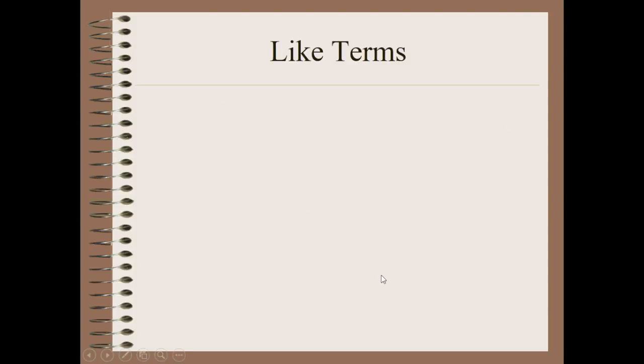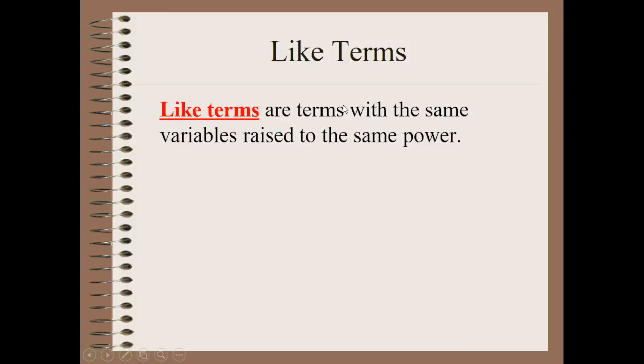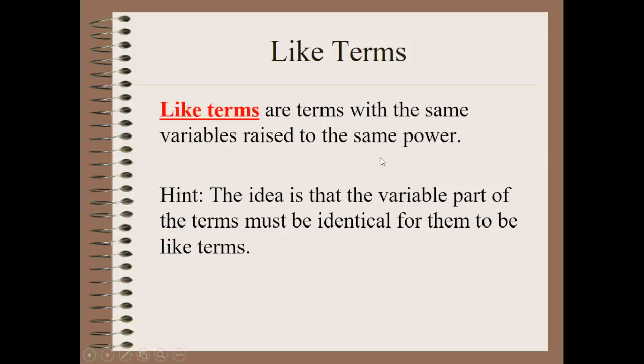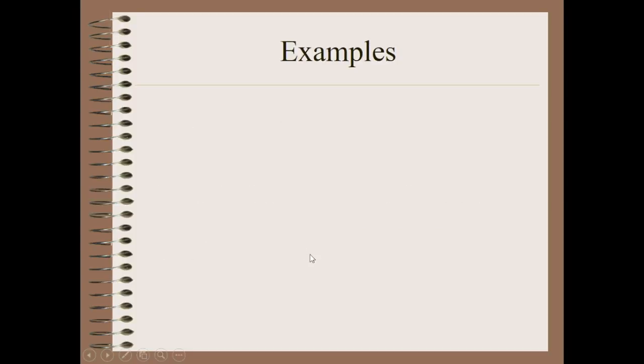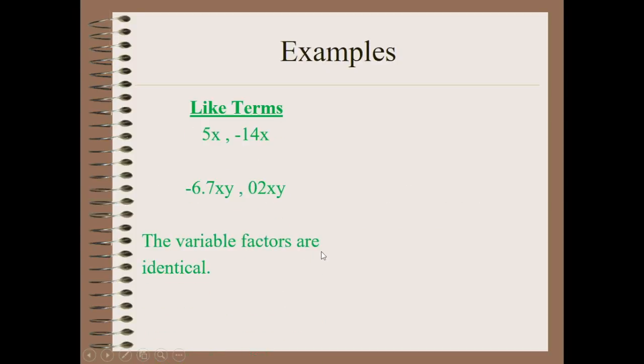Okay, like terms. Like terms always have the same variable raised to the same power. The idea is that the variable part of the term must be identical for them to be like. I've got a bunch of examples for you. These two, 5x and negative 14x, are paired together because they both have x raised to the first power. When there's no power, it's 1.